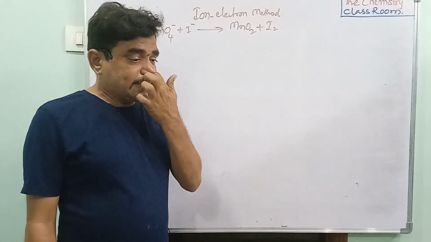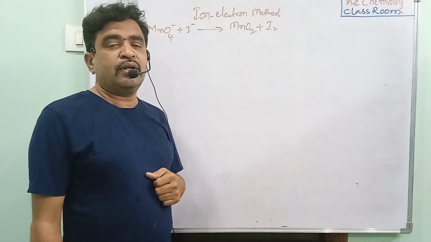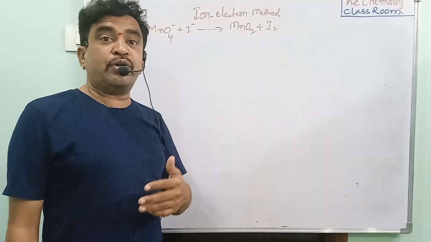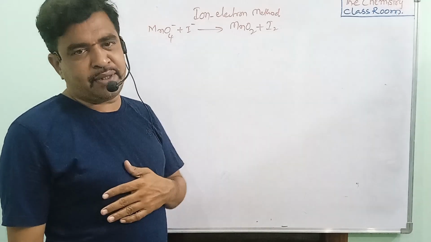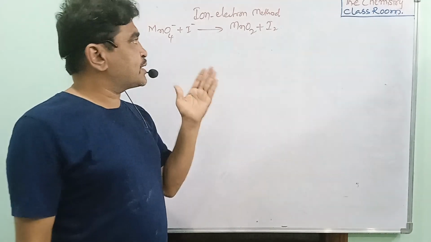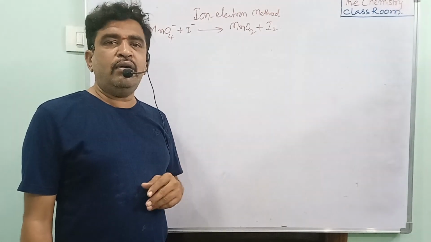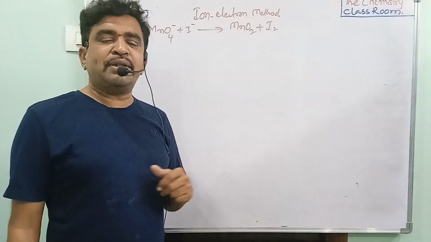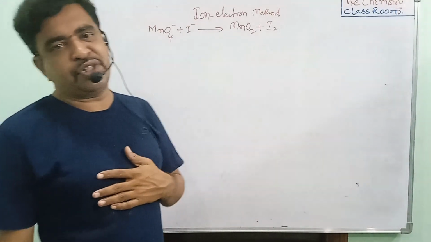So what we are discussing is the balancing of equations. In previous videos, we already discussed the hit and trial method and the oxidation number method. Today we are discussing the ion-electron method. It is also called the half-reaction method. With this method, we are balancing the chemical equation.